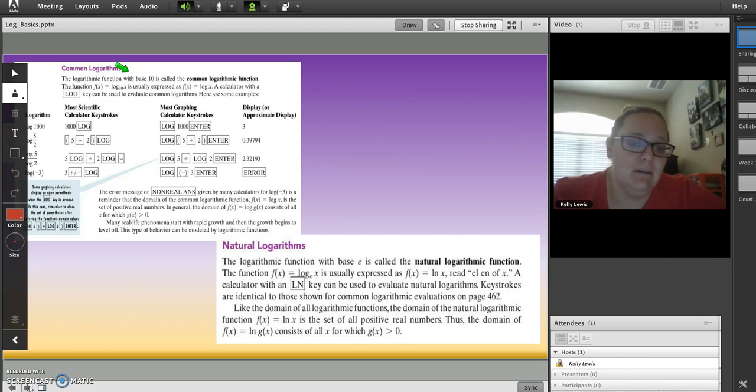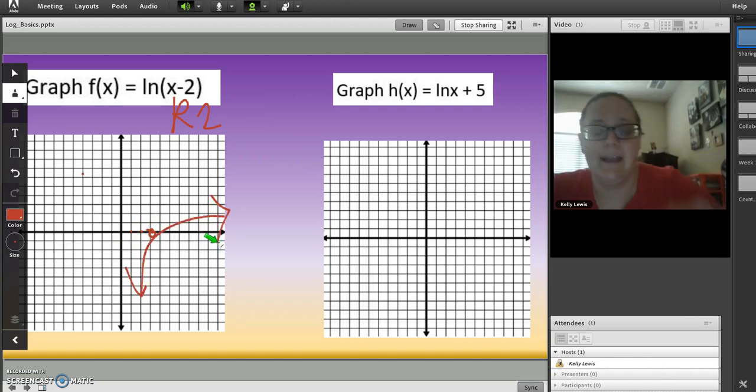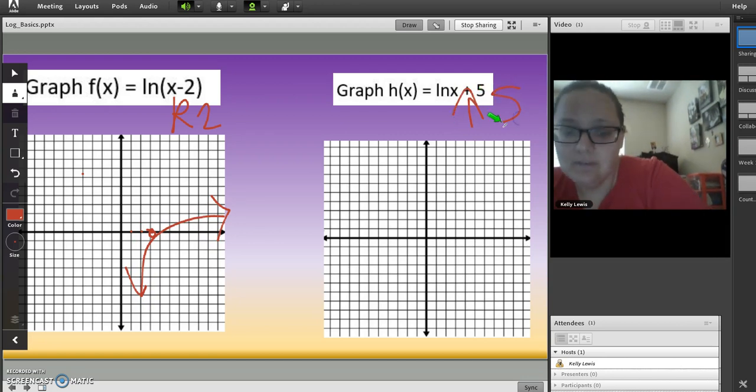This one talks about the natural log, ln. There's a key on your calculator above the log function. Here, it's going to move right 2, because normally we think it would move left 2, but it's opposite. So instead of being right there, it's going to go right 2. It's going to be right here. And this one is going to go up 5. Instead of being right there, it's going to go up 5.